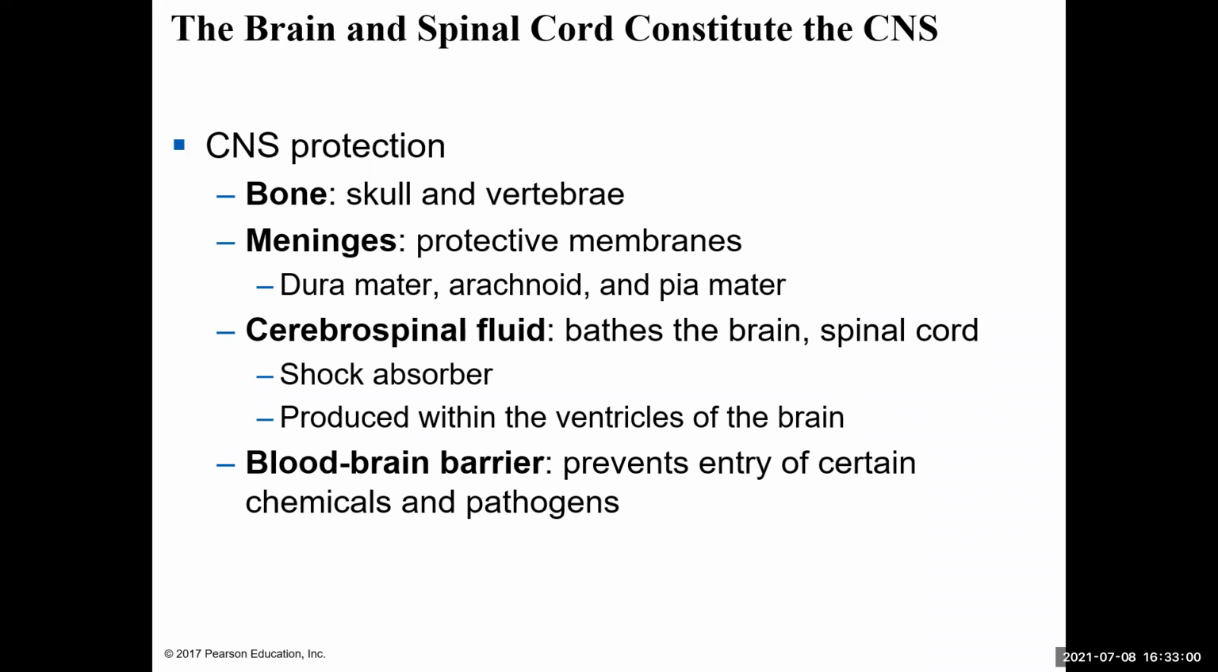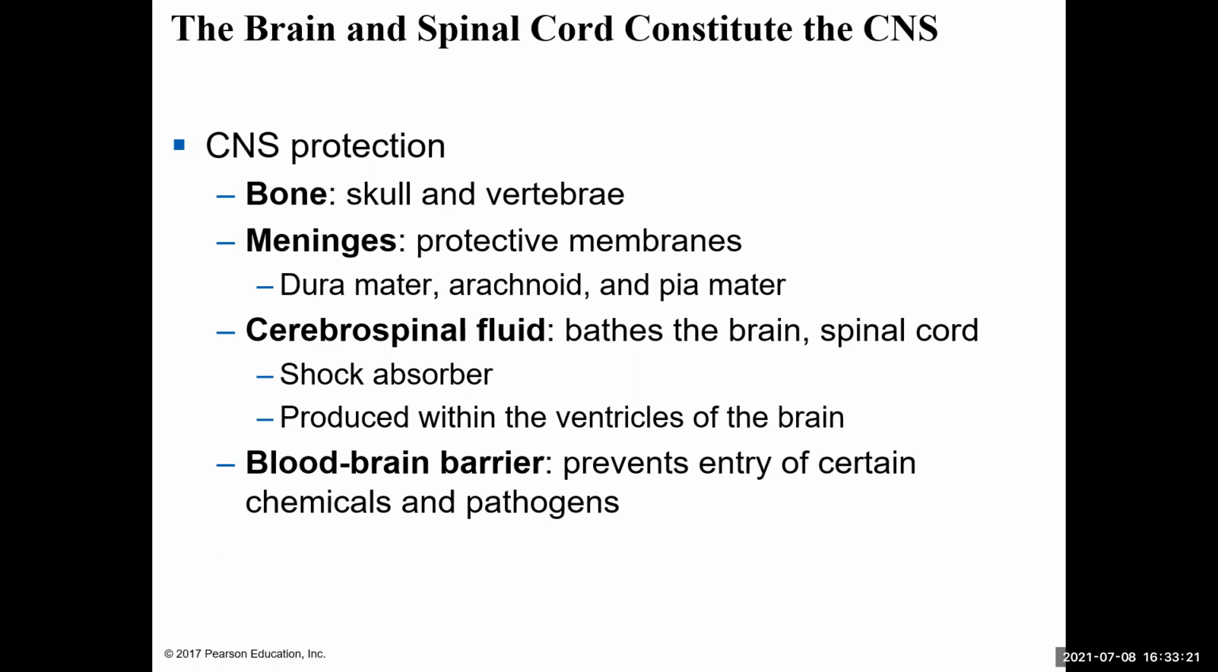All right, so welcome to the last video of our nervous system discussion. In this last video, we're going to focus all on the central nervous system, look at the different components and talk about the functions of each of those components. So the central nervous system is made up of the brain and the spinal cord.